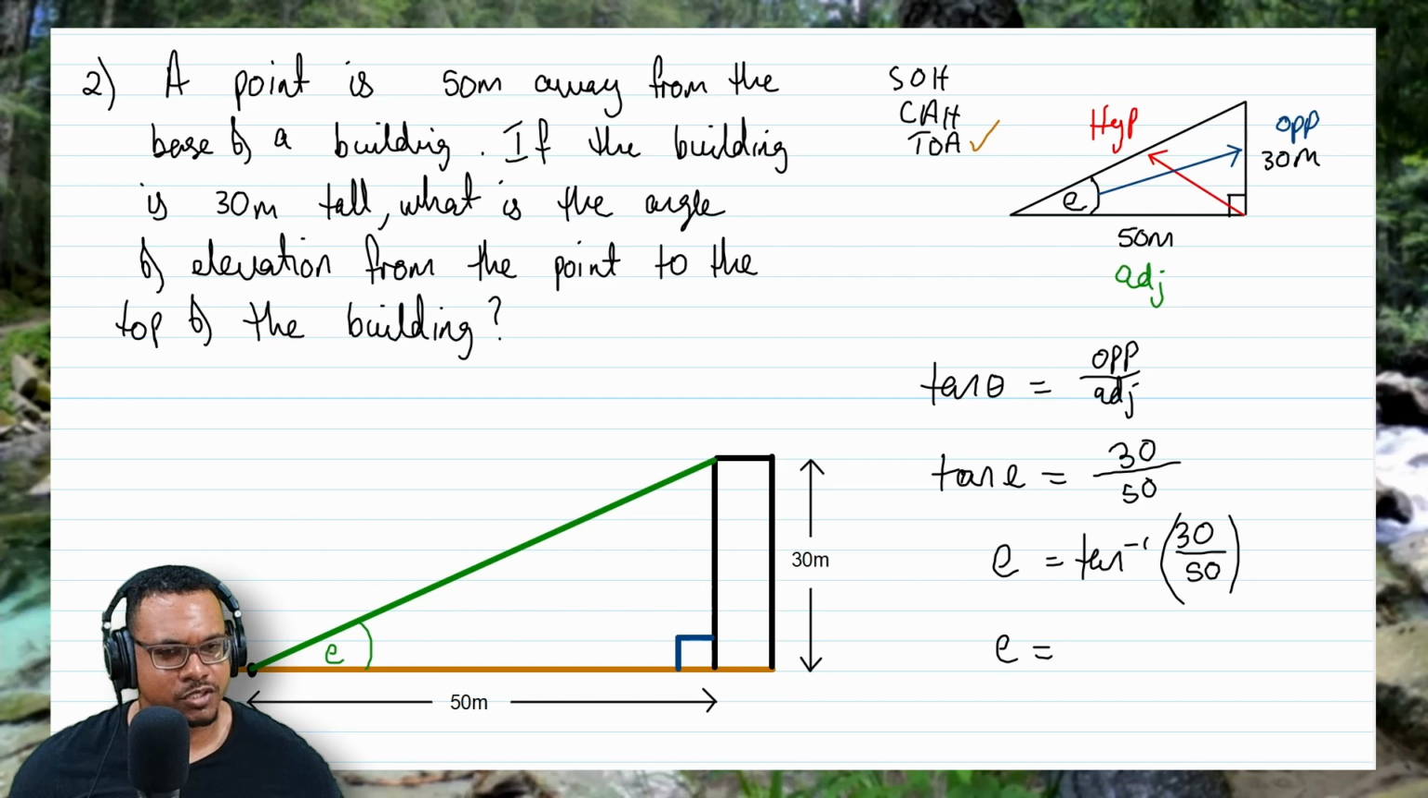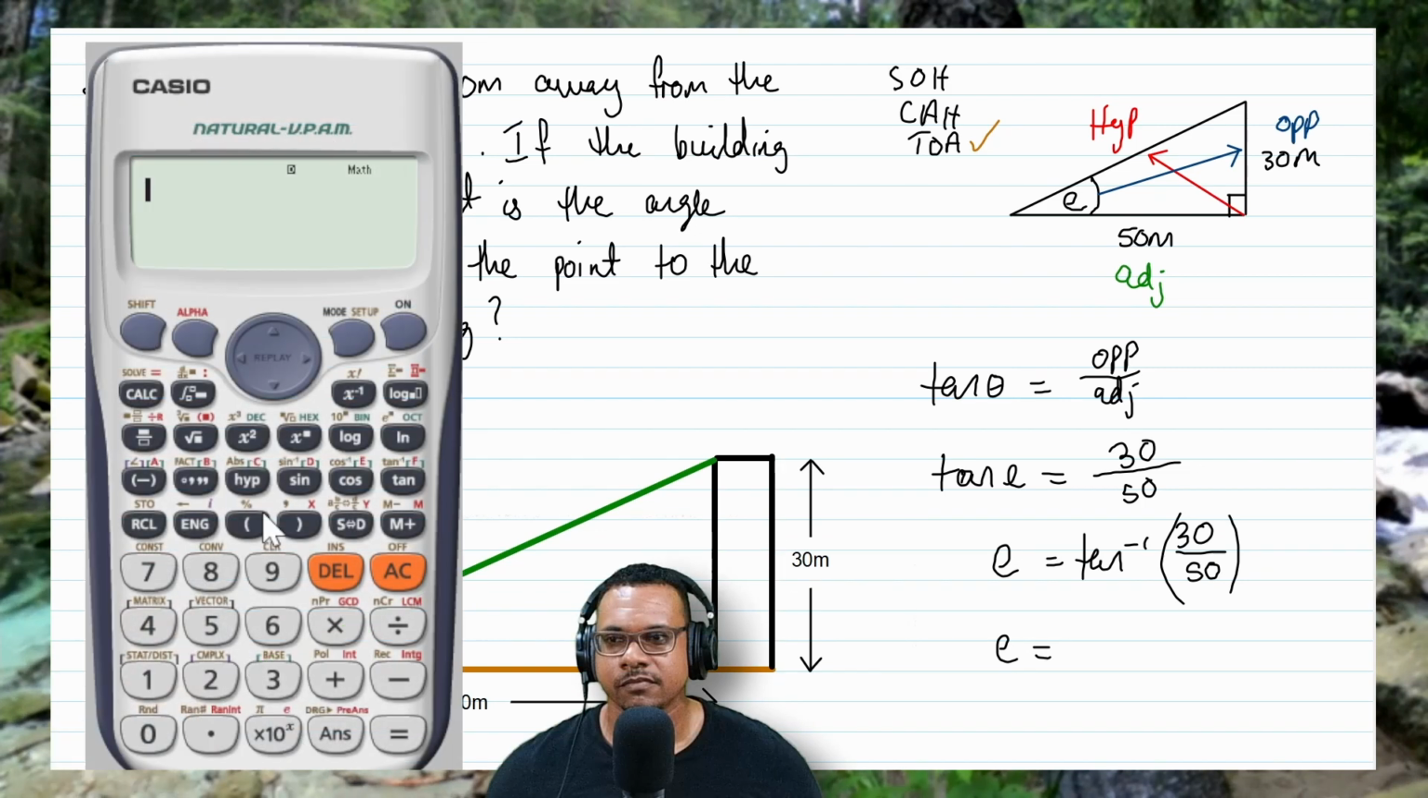So the angle of elevation would be. So now we'll pull up our scientific calculator to work this out. On this calculator, we have to press shift first, then tan. Now you see tan inverse comes up. On other calculators, you have to press second function first. It doesn't have a shift button, it's second function. So you press second function, then tan, and the tan inverse will come up.